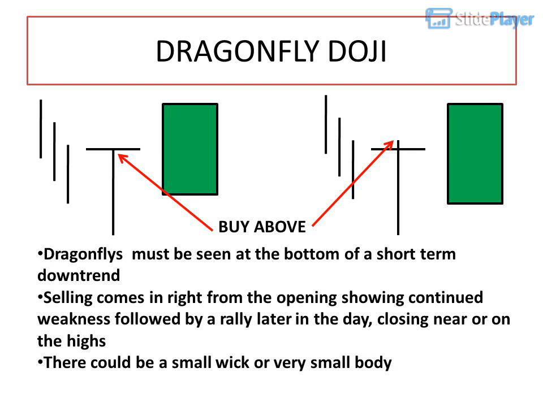Dragonfly Doji. Buy above. Dragonflies must be seen at the bottom of a short-term downtrend. Selling comes in right from the opening, showing continued weakness, followed by a rally later in the day, closing near or on the highs. There could be a small wick or very small body.